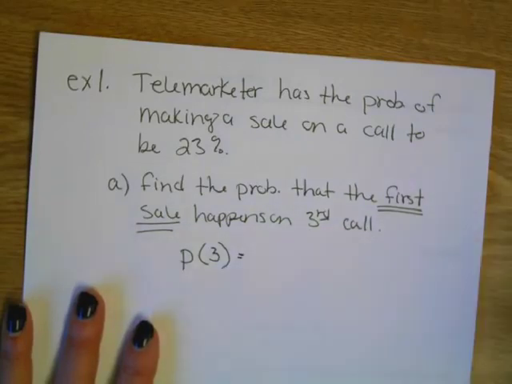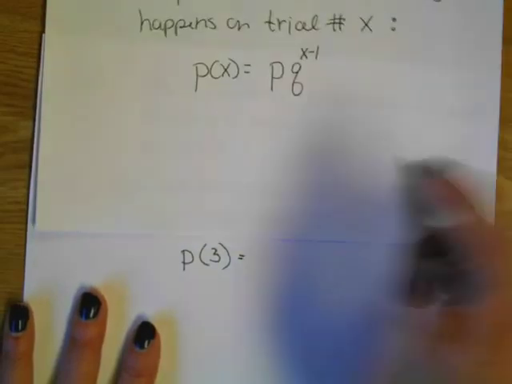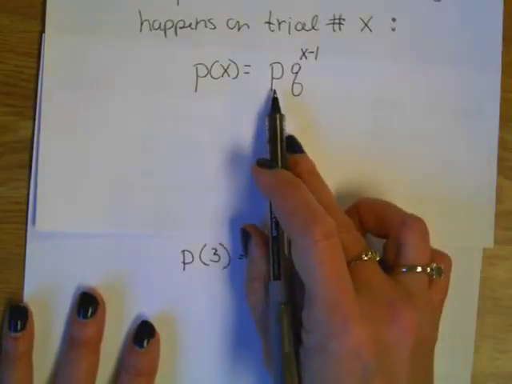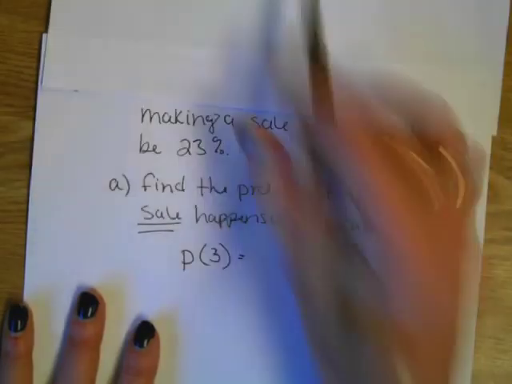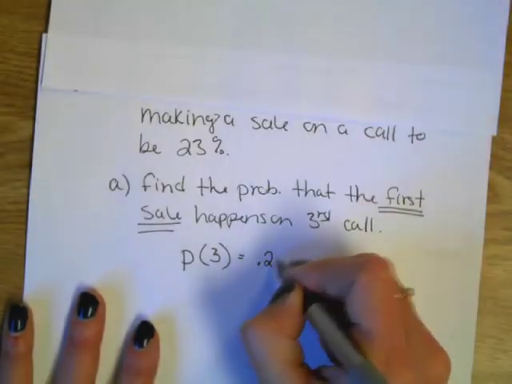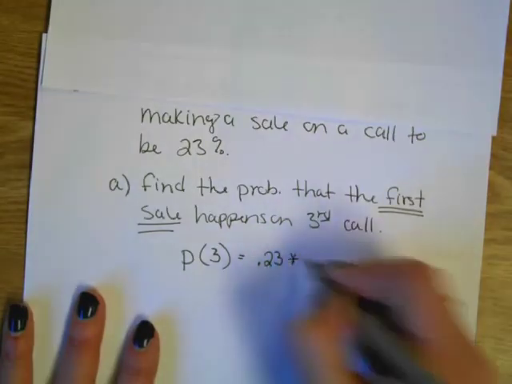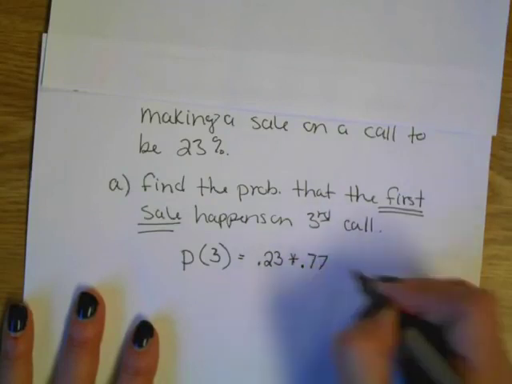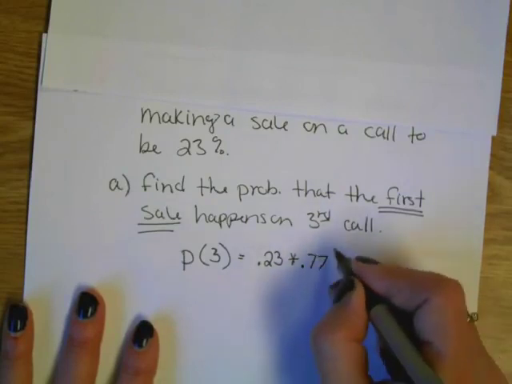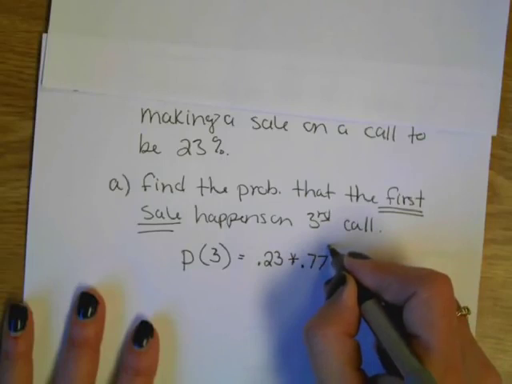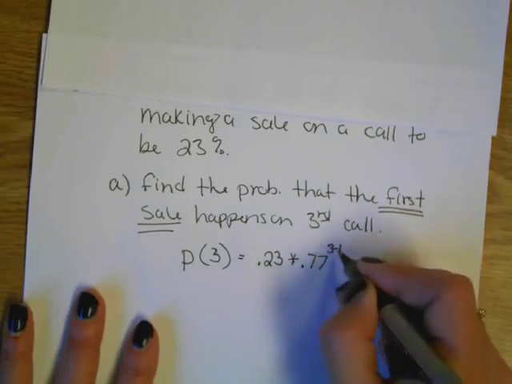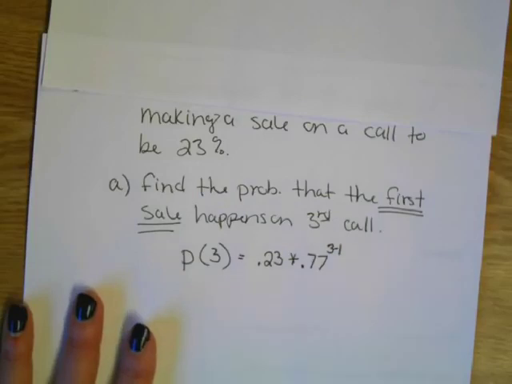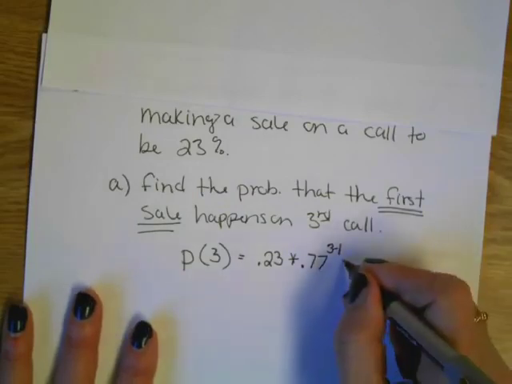Our formula says P. What does P represent? Probability of success. What's the probability of success for this person? 0.23. Multiplied by, what would be the Q value? 0.77. Raised to the X minus 1. Or just 3 minus 1, you can put a 2 there. So with this problem, I wouldn't bother making a table. It's just one probability. So you crank through that.